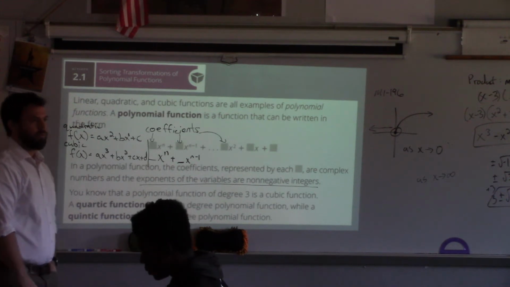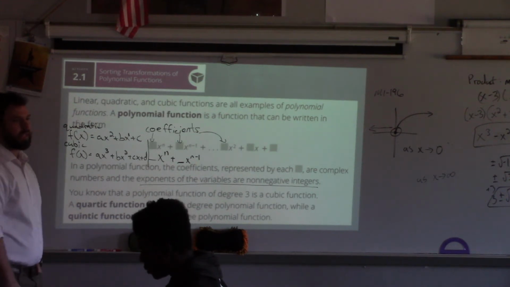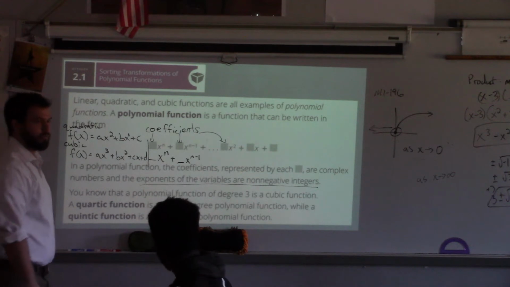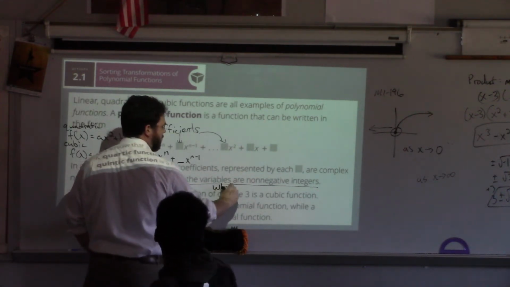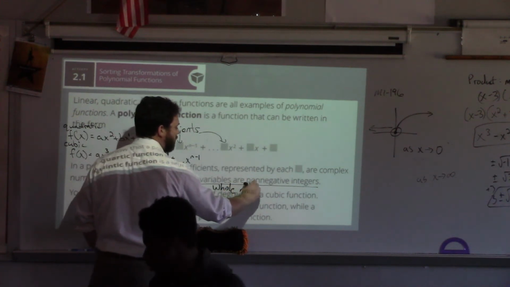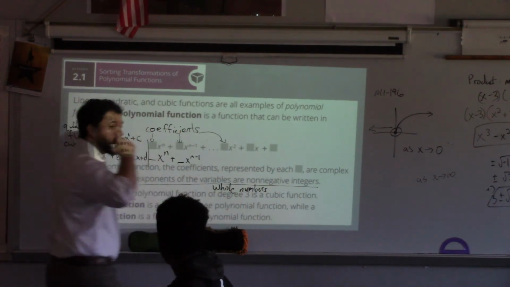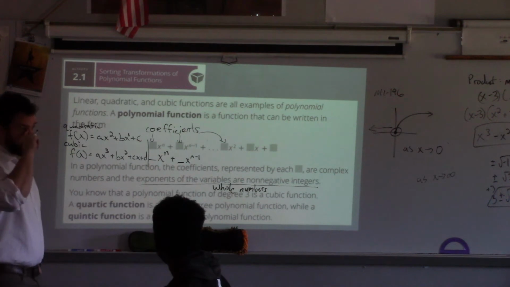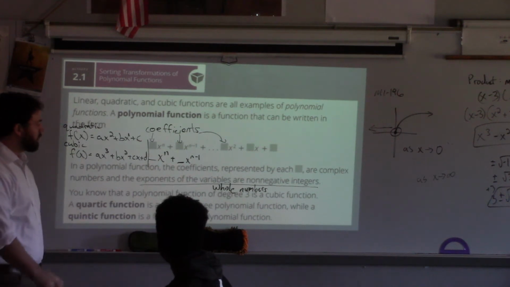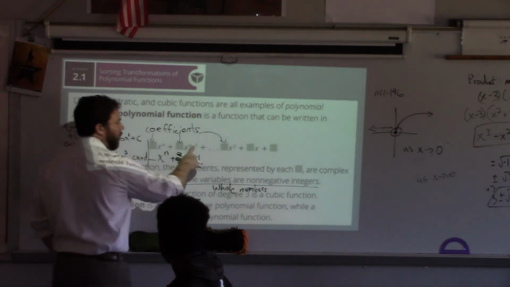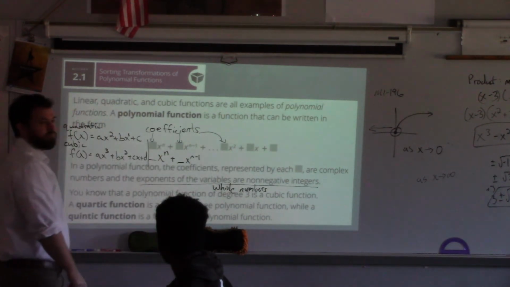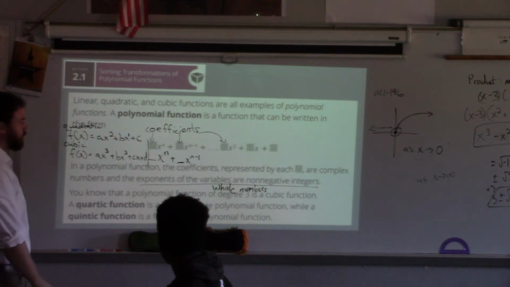Right? What's another way we could say non-negative integers? How about the whole numbers? Remember how the whole number set were positive integers? But it could also include 0. So that's all we're saying, is that those exponents have to be whole numbers.